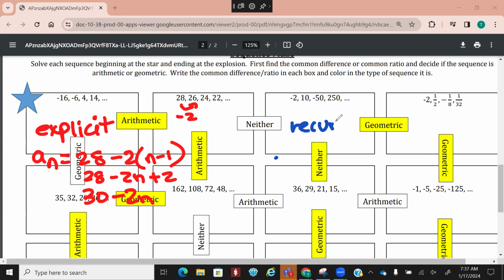Okay, for recursive, all we do is identify our a sub 1, which was 28, and then we say a sub n equals a sub n minus 1 plus our common difference, which is negative 2. It's okay if you just put minus 2 right here. That's fine. So if you put minus 2, that's fine.